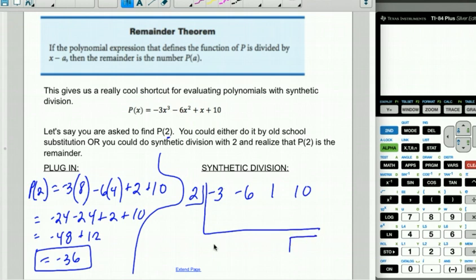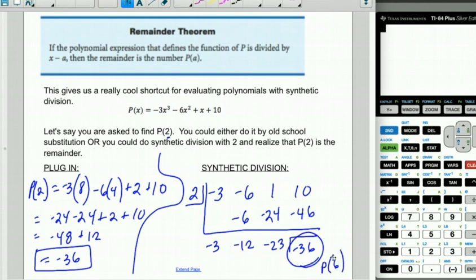So if I drop the number straight down, I get a negative 3, right? 2 times negative 3 is negative 6, and then I add straight down to get a negative 12. 2 times negative 12 is a negative 24, right? And then I add straight down to get a negative 23, right? 2 times negative 23 is a negative 46, and I add straight down, oh look, there's my negative 36, and that is p of 2.